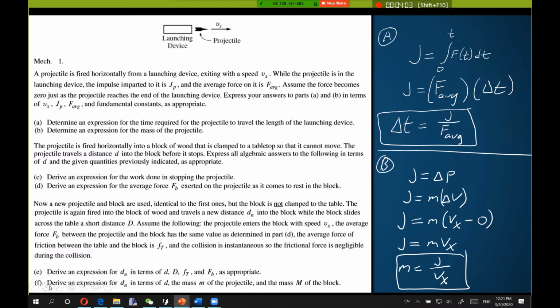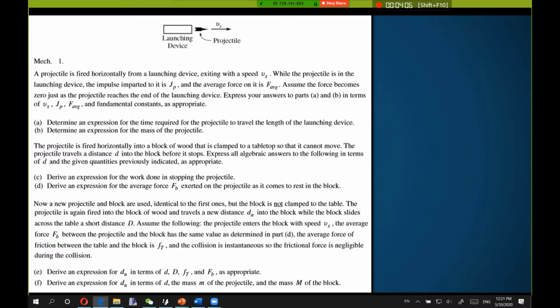Okay. Then I need an expression for the work done in stopping a projectile if we fire horizontally into a block of wood that is clamped to a tabletop, so the block doesn't move. The projectile will travel a distance d into the block before it stops. So, block, projectile, we're going to travel a distance d into the block until it stops. Okay, so I need an expression for work. What do I have to do?